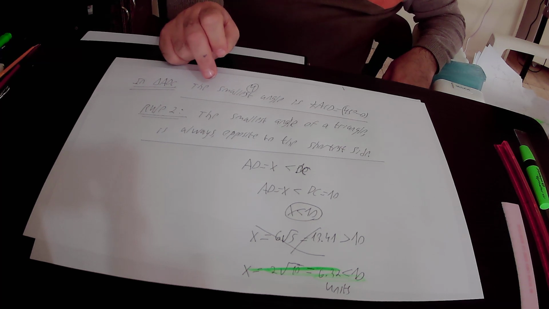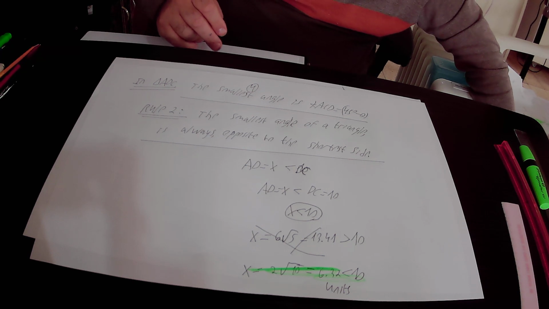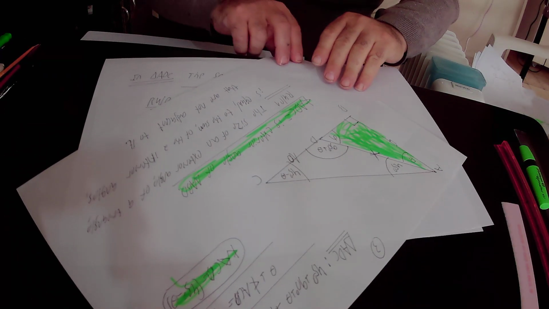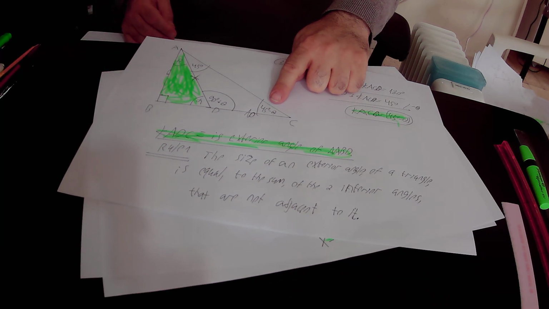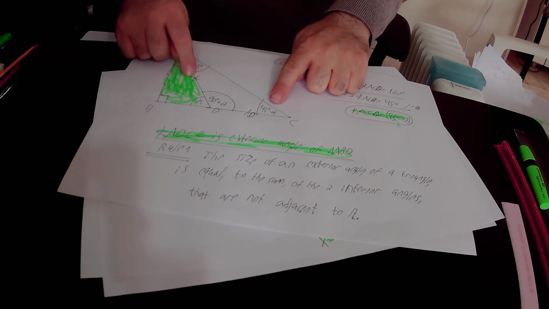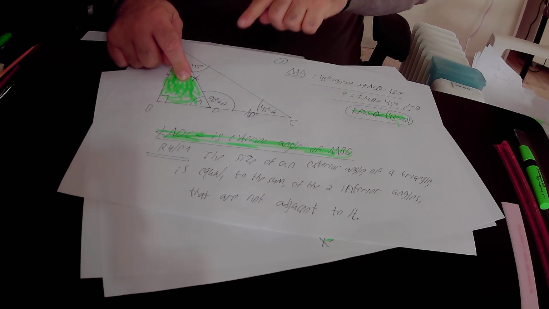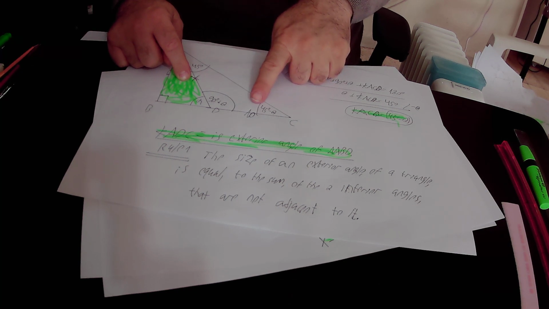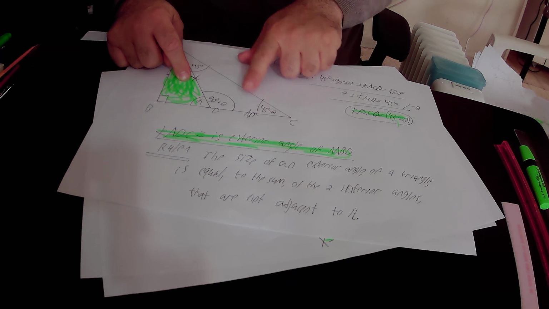Then we have rule number two. According to rule number two, the smallest angle of a triangle is always opposite the shortest side. So here, according to rule number two, this smallest angle in triangle ADC is opposite the shortest side. That is to say, AD that is equal to X is the shortest side in triangle ADC. What does it mean? It means that AD that is equal to X is less than the size of side DC, that is 10 units.